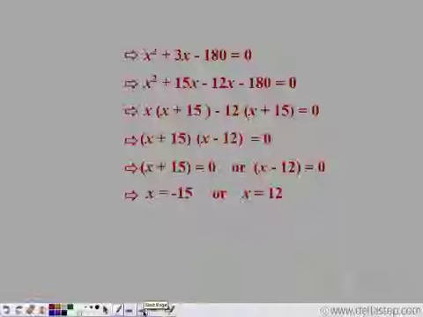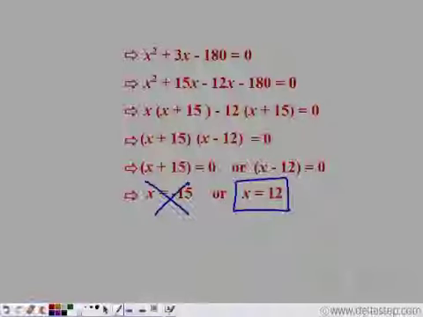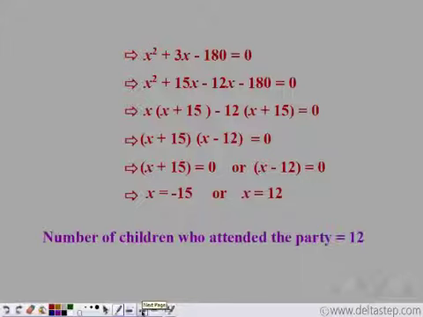Now recall what was x. X was the number of children who attended the party. The number of children cannot be negative. Negative number of children does not make any sense. So we discard this solution. And this is the required solution. So the number of children who attended the party is 12. So we see that how such problems can be solved if they are framed properly in a stepwise manner, and then by solving the relevant quadratic equation, we can get the correct answer.